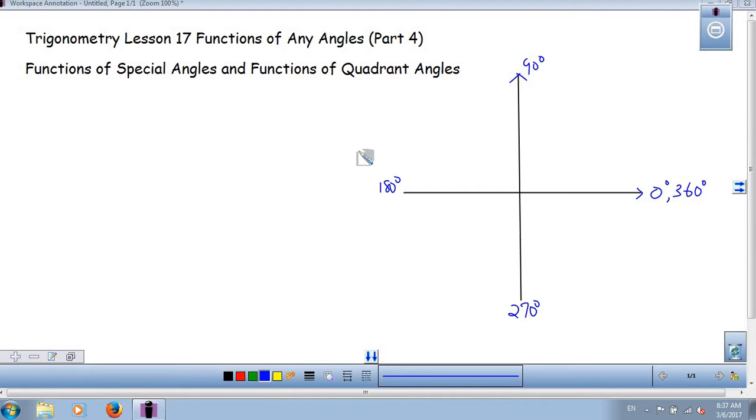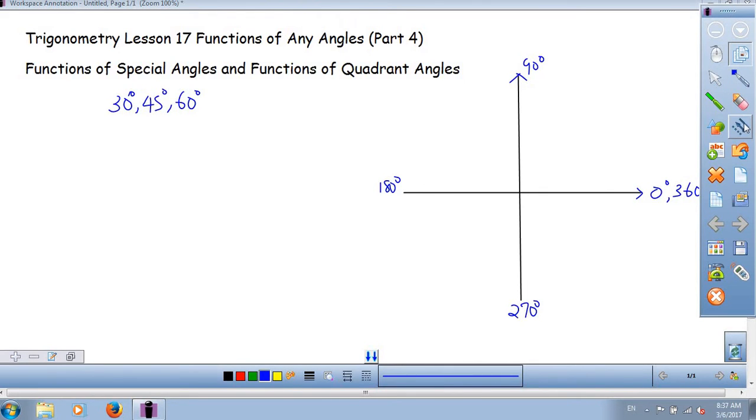Today the focus is going to be on the functions of special angles and quadrant angles. We actually have talked about some of the special angles before. The special angles are going to be multiples of 30 degrees, 45 degrees, and 60 degrees in each quadrant. There are three angles like that. They're related to 30, 45, and 60 in each quadrant: quadrant 1, 2, 3, and 4. So today we're going to look at that.